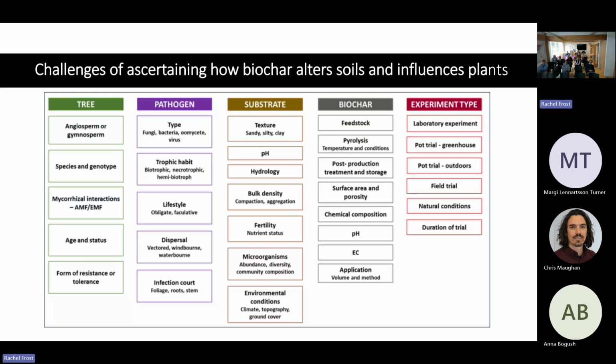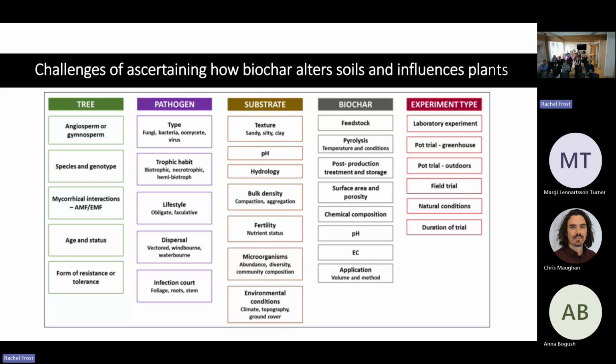Soil varies considerably, its texture, its bulk density, its pH, and so the biochar will interact very differently depending on the soil to which it's added. Those combined then have to interact with the plant, and studies have shown that biochar interacts very differently with different plant species and even different genotypes.